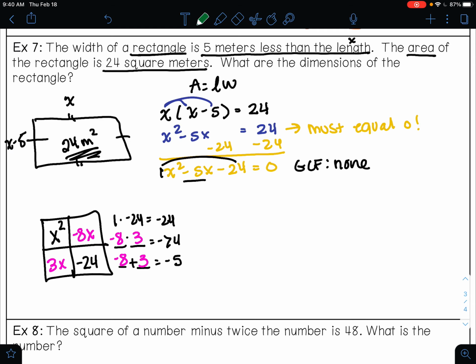Now I can find the GCF of each row and of each column. The greatest common factor between x squared and negative 8x is x. The greatest common factor between 3x and negative 24 is 3. The greatest common factor between x squared and 3x is x. And the greatest common factor between negative 8x and negative 24 is negative 8. So we have just factored the left side of the equation, and we got x plus 3 times x minus 8.